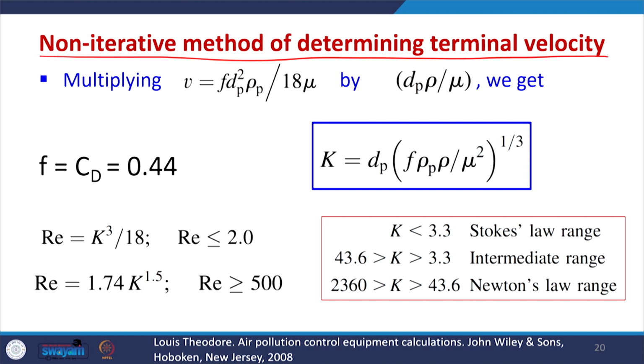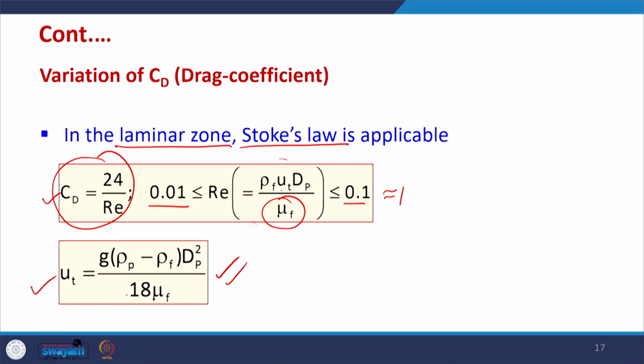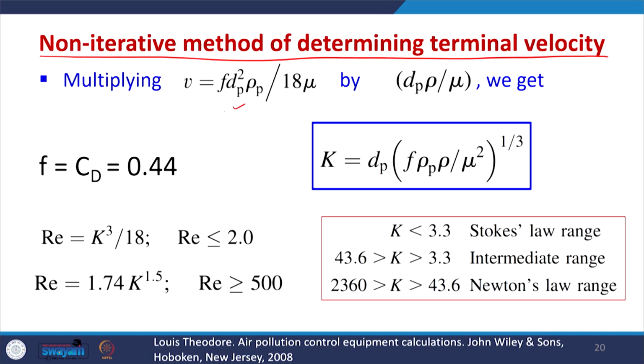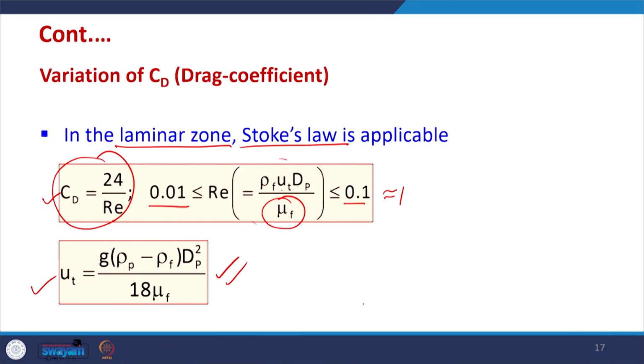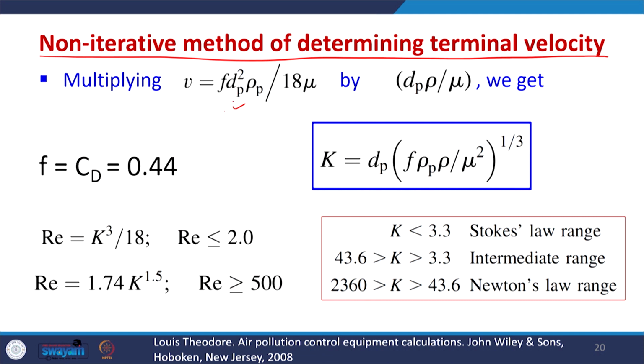Initially this was the formula, if you remember, which was there for ut. Here the difference is that it is being assumed that rho p is much greater than rho f, which is actually correct. So, if we multiply this equation by this, we get a term where the k value will be defined, the k value will be this.